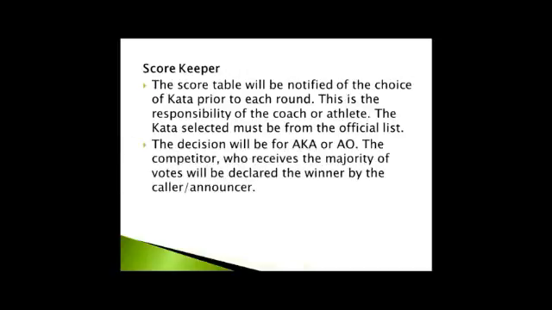The decision will be aka or ao, so the decisions will be either for red or for blue. The competitor who receives the majority of votes will be declared the winner by the call announcer. So at the end of the match, the referee will say hantei, he'll blow a whistle, and then I'm going to count 1 red flag, 2 red flags, 3 red flags, 1 blue, 1 blue. So I've got 3, 2. So the winner is red. And then I'll say winner, or I'll say kachi, aka, or ao. So red or blue.